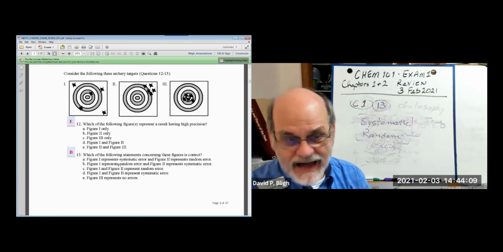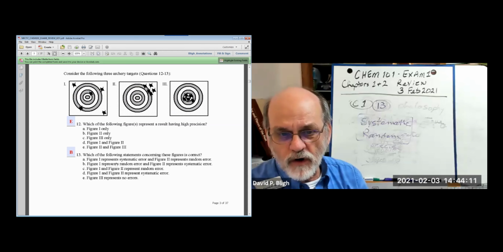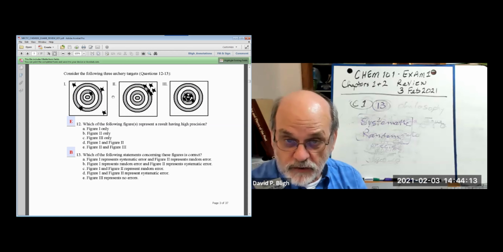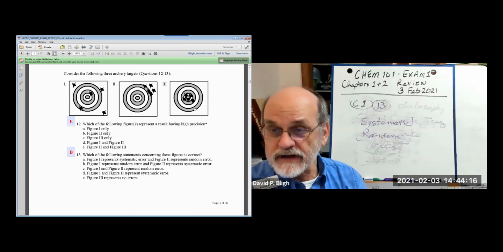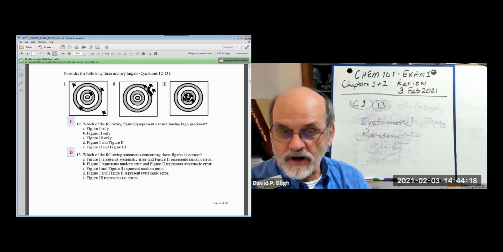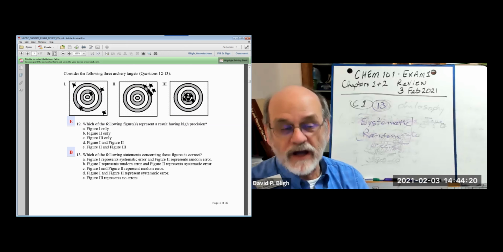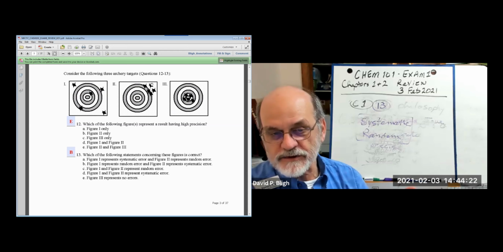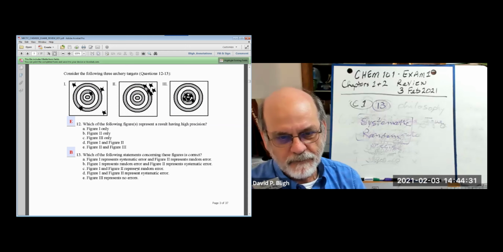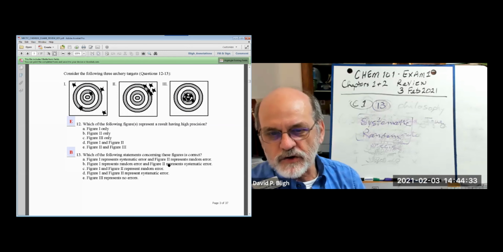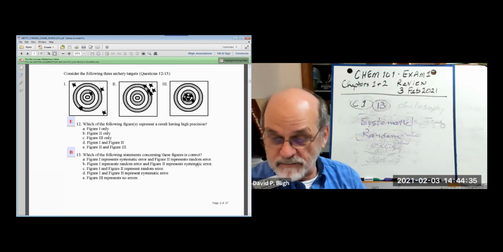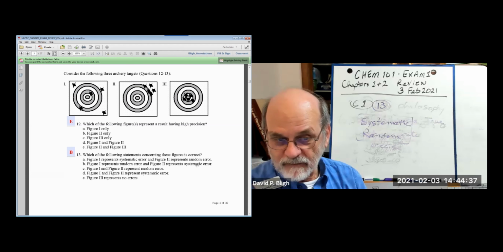So in this case, we said A is not the answer. How about B? Figure 1 represents random error. That's true. And 2 and 3 are systematic error because they're very precise. Well, actually, 2 represents systematic error, and 3 represents virtually no error. But we could say it does have some error. Figure 2 represents systematic error. Okay, B is true.